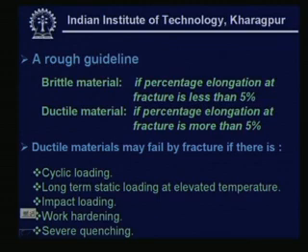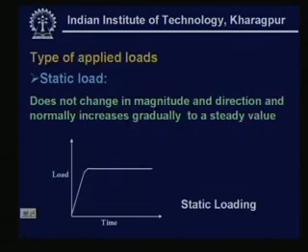Work hardening and severe quenching are some situations that occur, these are metallographic changes that take place, and the behavior of the ductile material could be like a brittle material. Well, so we have considered the types of failures normally due to the applied loads.